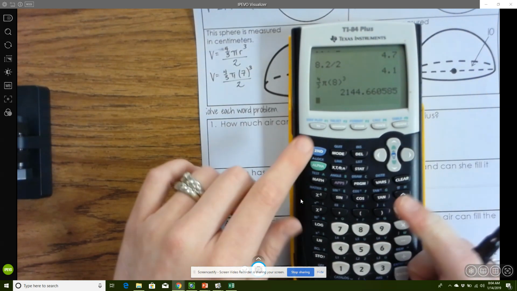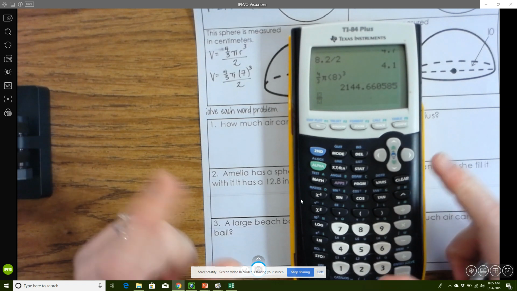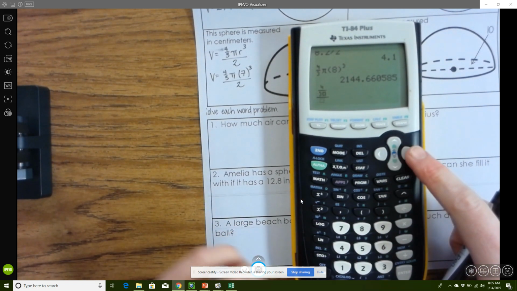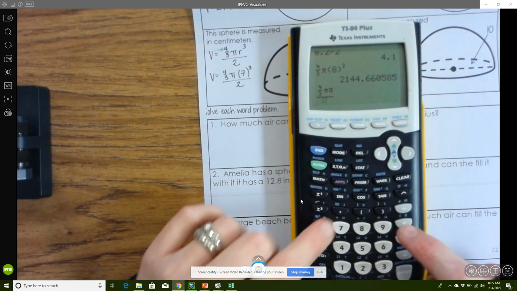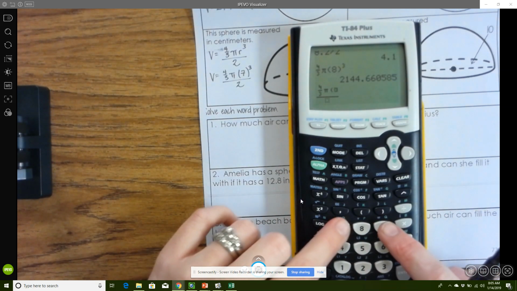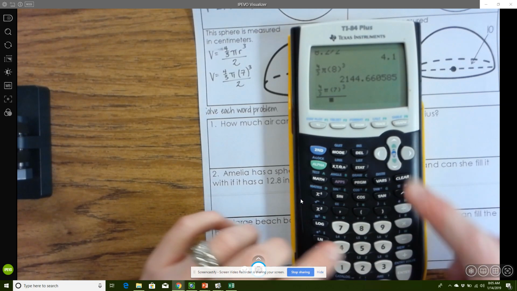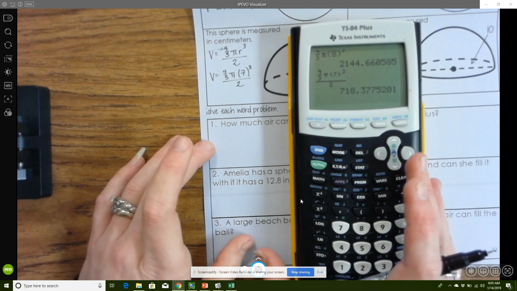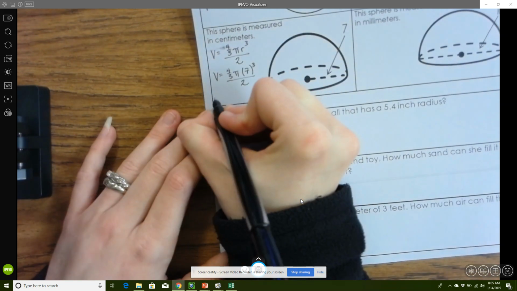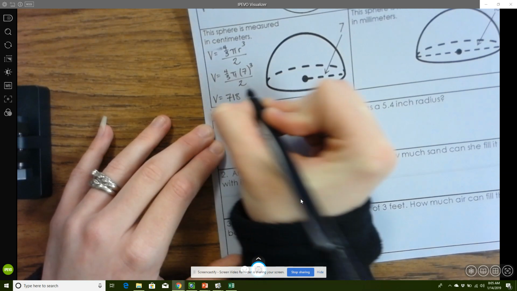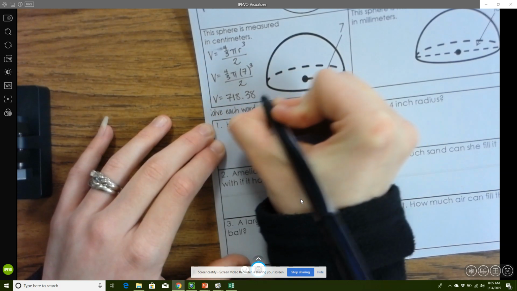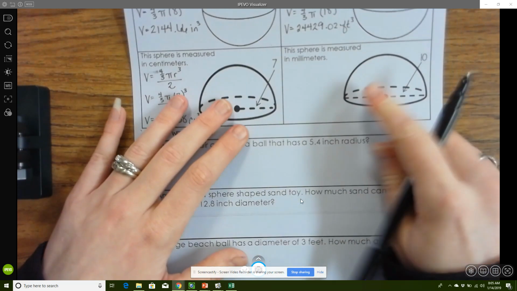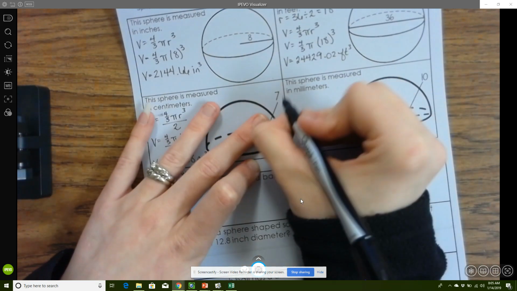So when you do this in your calculator, you're going to start with a fraction, and then you're going to have to do it again. So you can get the 4/3 pi, and then the radius is 7 cubed, and then divide by 2. So that's what it should look like in your calculator. So your volume here would be 718.38 centimeters cubed. All right, again, we have another hemisphere, but I have the diameter this time.